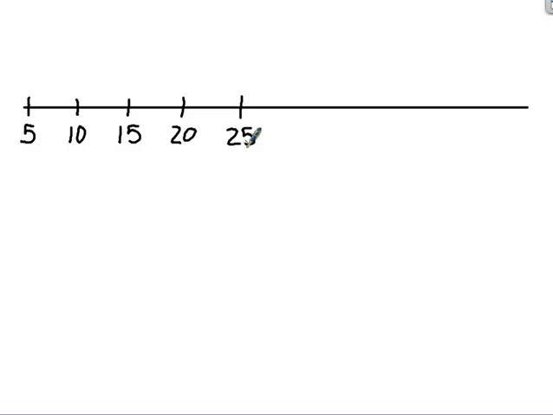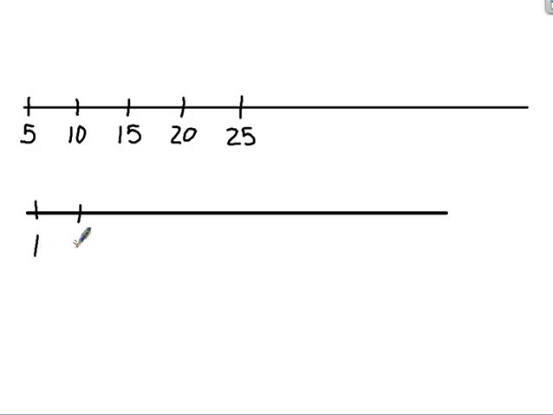We have a second number line on our clock. Our second number line has intervals of 1, 2, 3, 4. This number line goes all the way up to 12.